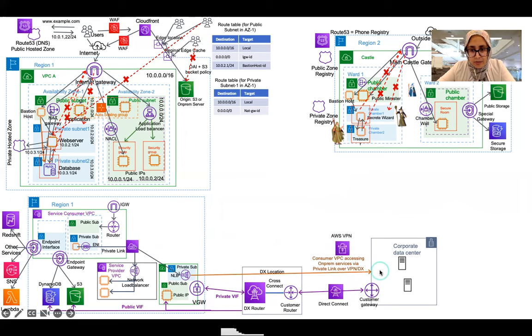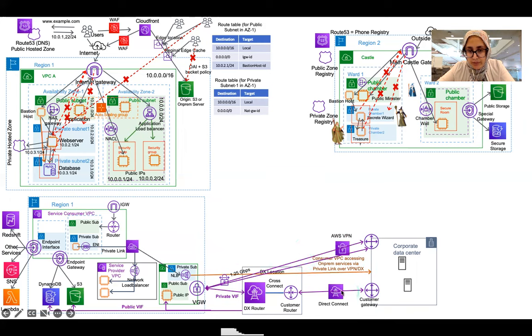Okay, so now let's talk about the VPN, right? For AWS VPN, we have a virtual private gateway on the AWS side, and then we have a customer gateway on the corporate data center side. Since there are two arrows, there are two different tunnels. For VPN, we usually have two tunnels for redundancy, right? So if one tunnel goes down, then you have the other tunnel up there, right?